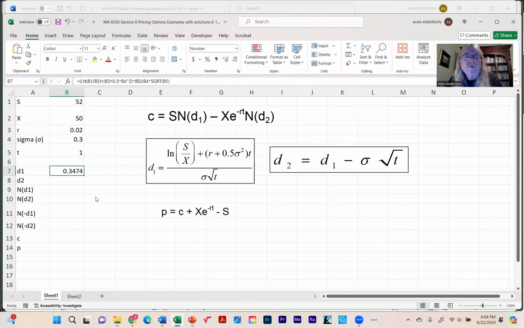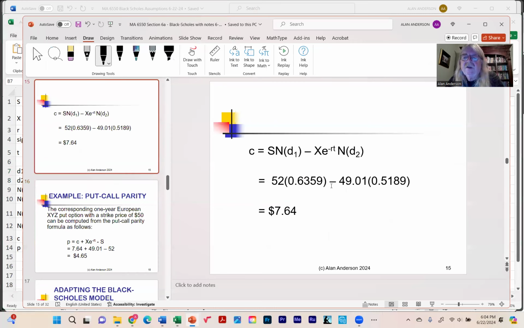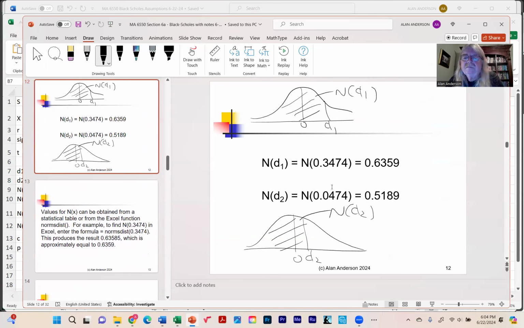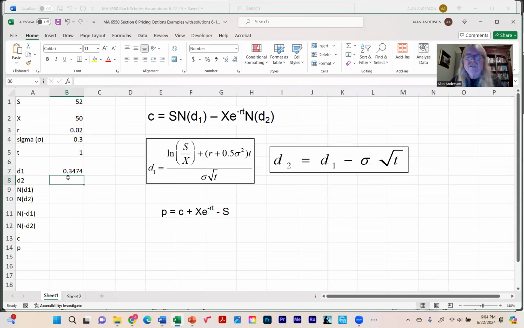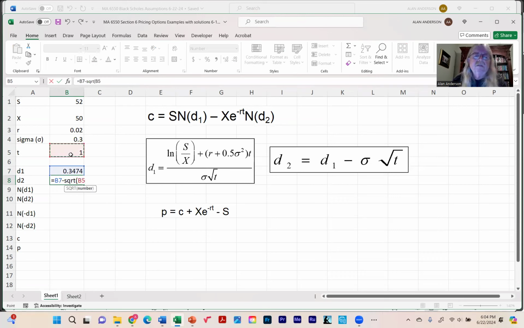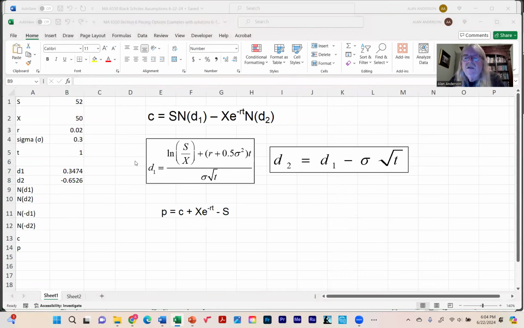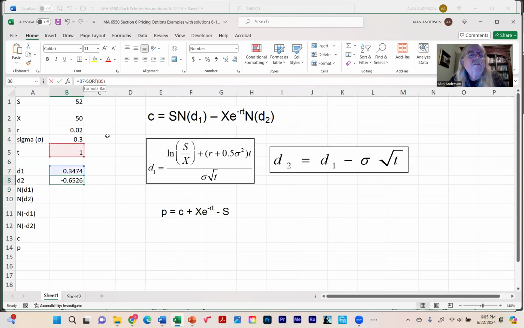All right, so that's what we expected to get. It's already been calculated here for you. D2 is easy because it's just D1 minus the square root of T. Oh, sorry, not square root. What am I doing? Times, I've left out the volatility. That's better. Yeah, they're usually not that far apart.